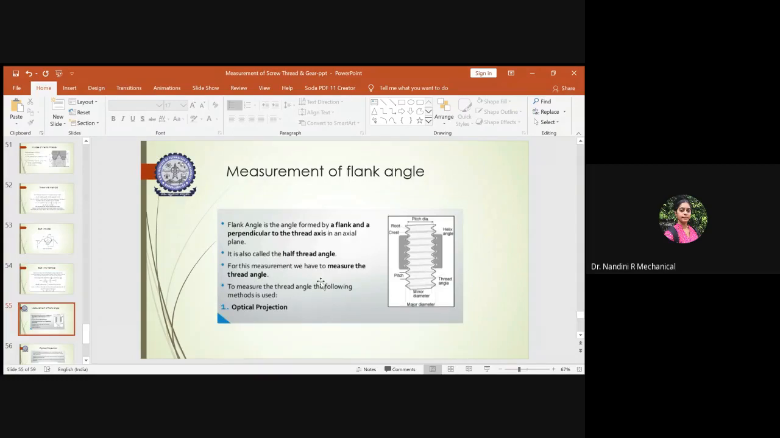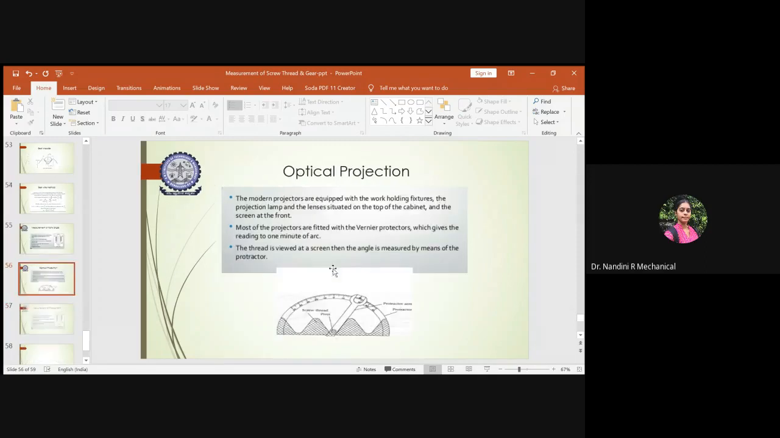Okay, so then we are having an optical projection. Why do we use an optical projection to measure the flank angle? What is the need of it? What do you mean by half thread angle? All those things you have to explain: an optical projection, how does it look, and how you determine the flank angle.